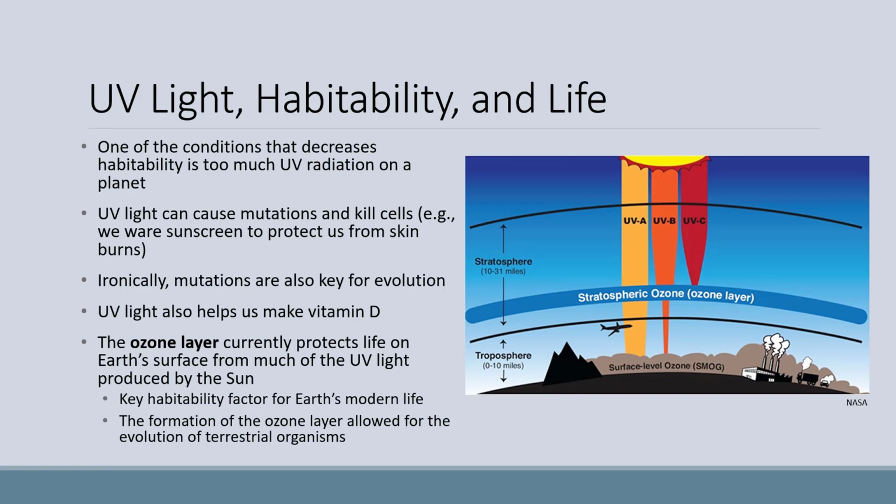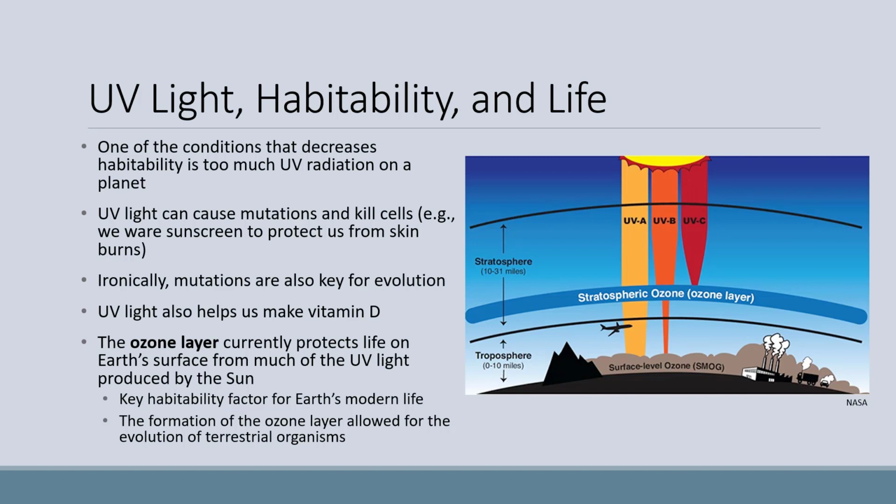One of the conditions that decreases habitability is too much UV radiation on a planet. UV light can cause mutations and kill cells. That is why we wear sunscreen, to protect us from skin burns. Ironically, mutations are also key for evolution. UV light also helps us because it allows us to make vitamin D, which is a necessary vitamin.